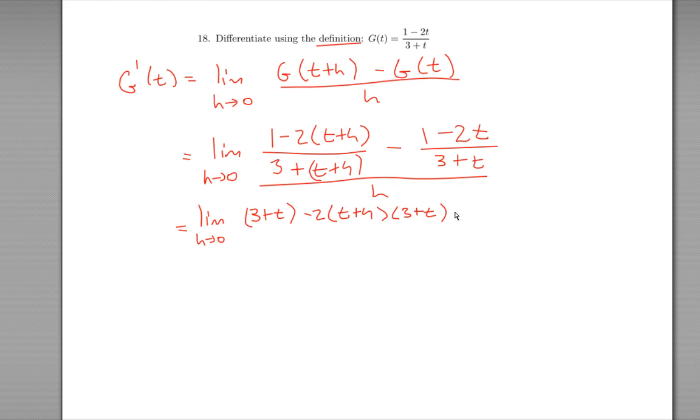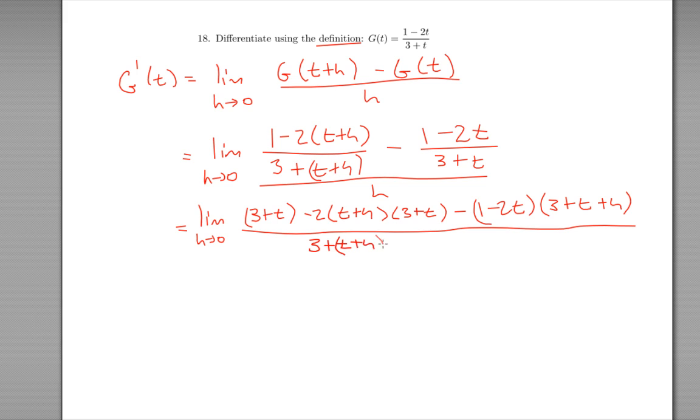The second term is going to be minus 1 minus 2t times the denominator down here, 3 plus t plus h, divided by the common denominator that we just got, 3 plus t plus h times 3 plus t. And here's where we really hope that all of our algebra skills are useful.